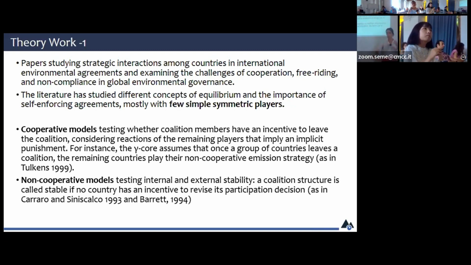Here you have all these runs: USA deviates, China deviates, etc. So you can calculate the payoff of each and every country deviating from each and every coalition.